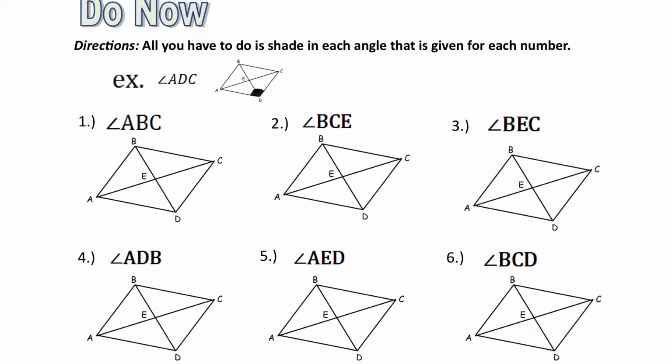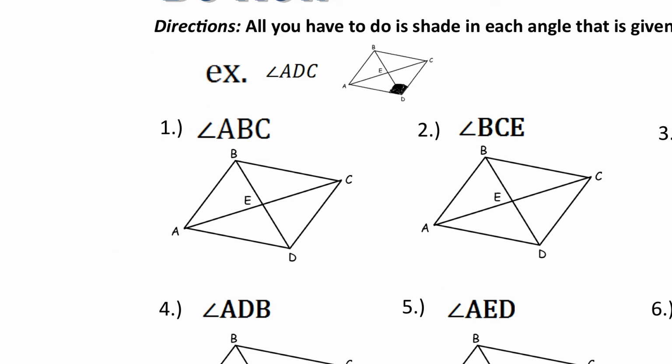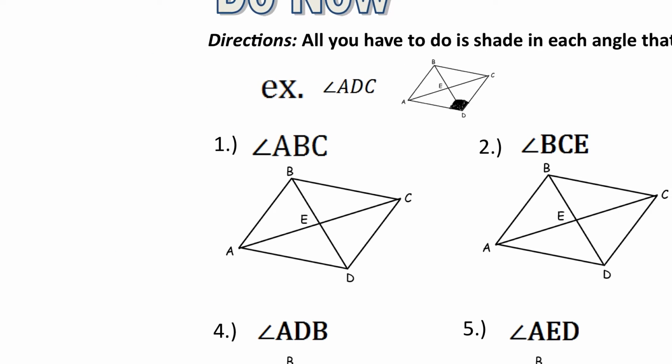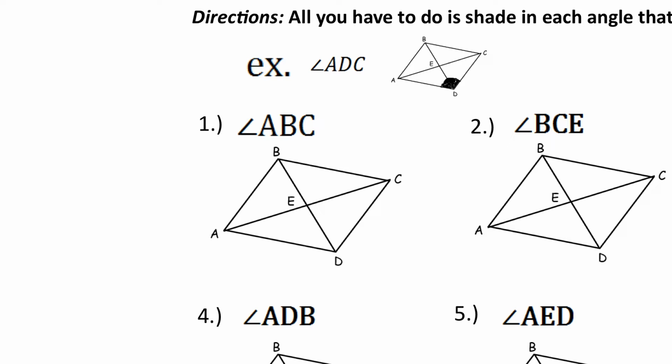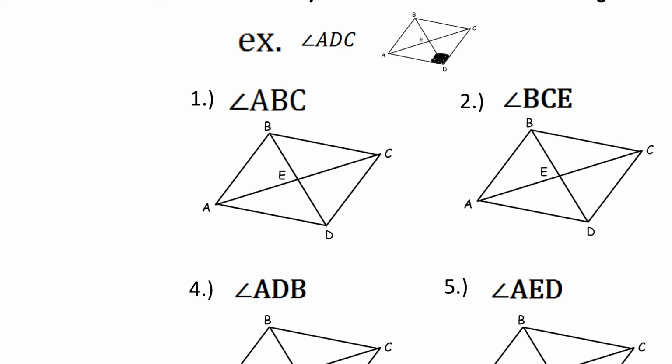Okay, so let's look at our review, or our warm-up. On the warm-up, all we're doing is practicing shading in these angles, because sometimes I think people miss it based off of just not knowing which angle we're talking about. So number one says to shade angle ABC. Now remember when we name an angle, the order of the letters matters, and the middle letter is always the vertex letter. It's the one that's at the corner of the angle. So we're talking about angle ABC.